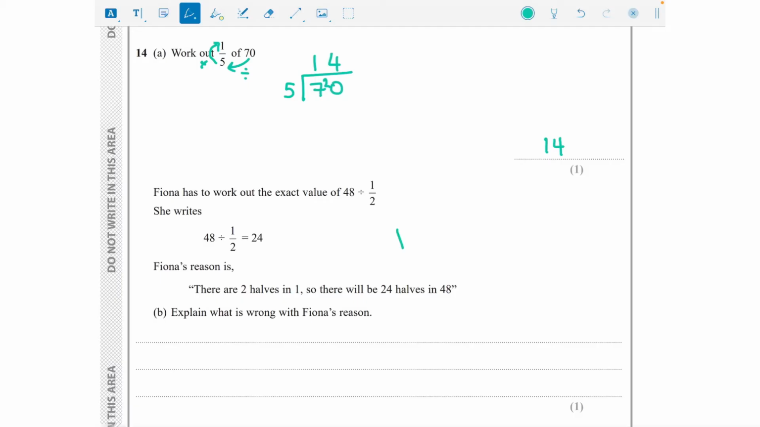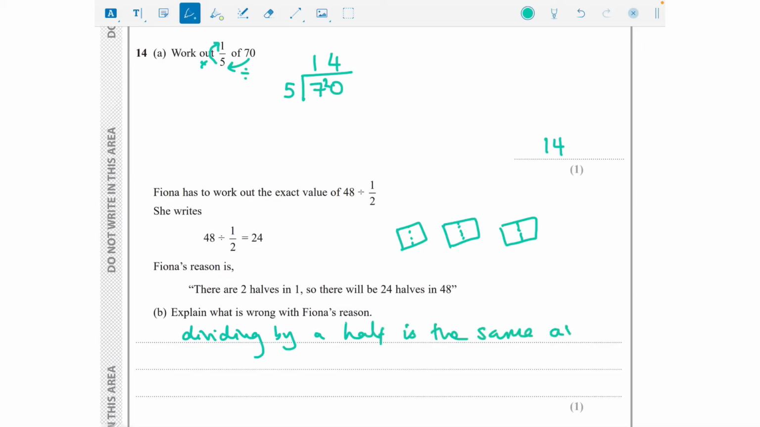Now, if I gave you 48 pieces of paper and I asked you to divide each of them into halves, you would end up with double the number of pieces of paper. You'd actually end up with 96 pieces of paper. So when you divide by a half, you get double as much. So dividing by a half is the same as doubling. She's actually timesed by a half there. Dividing by a half is the same as doubling. So yeah, no good, Fiona, sorry.